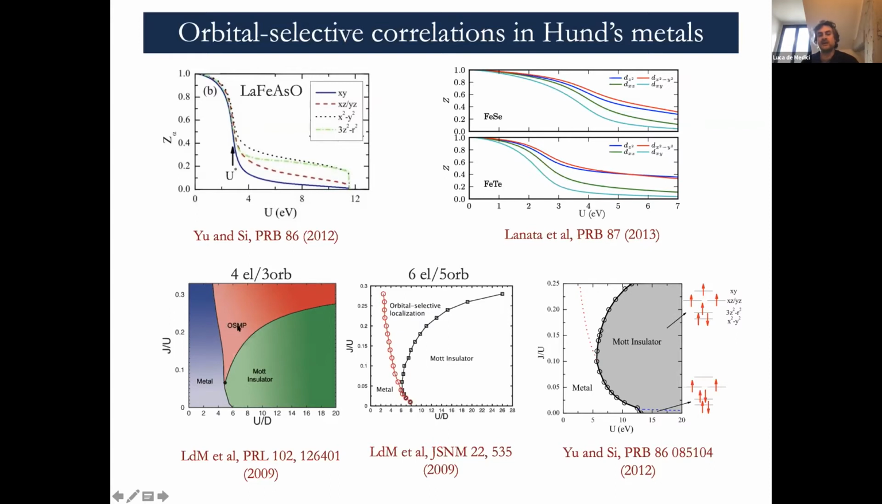Be it in Adela's model, a sharp orbital selective Mott transition for some orbitals and not others, or a more gradual crossover, it's always there, and the shape of the phase diagram is always the same. It's this Y shape, so the zone widens with Hund's coupling.